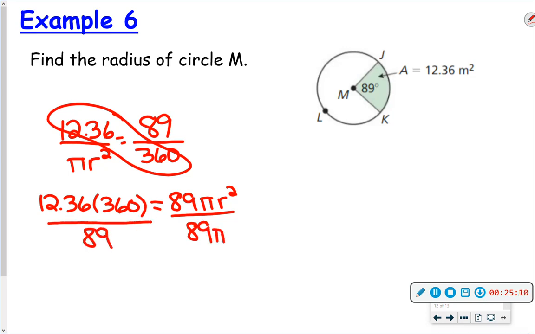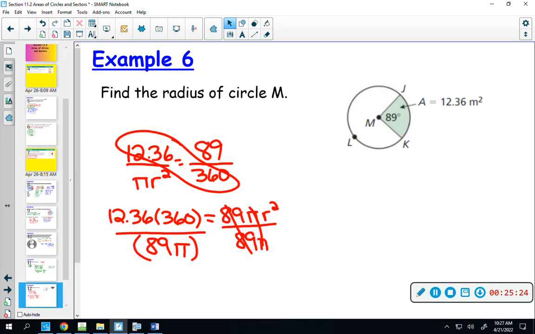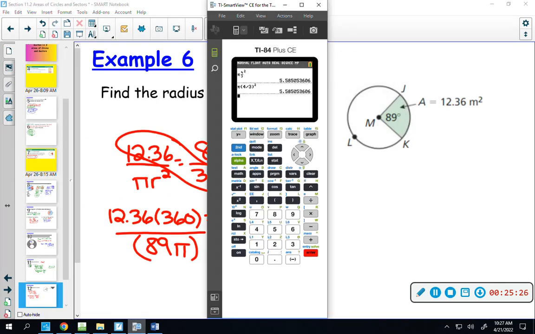I'm going to punch it in just to show you to make sure we've got it under control. Remember when you're dividing by two things, 89 and the pi? Put parentheses around that. So let me pull up the calculator. I'm going to do 12.36 times 360 first. 12.36 times 360. Enter. Divided by, parentheses, 89 pi. Okay, now I've got that. That's what r squared is.